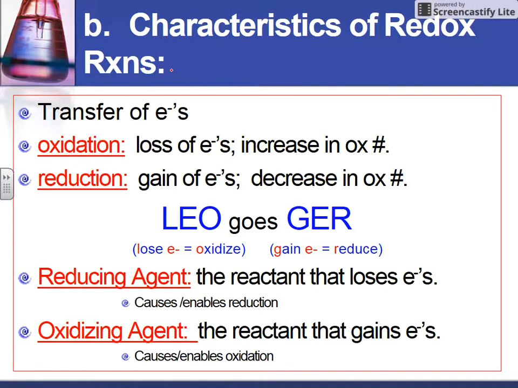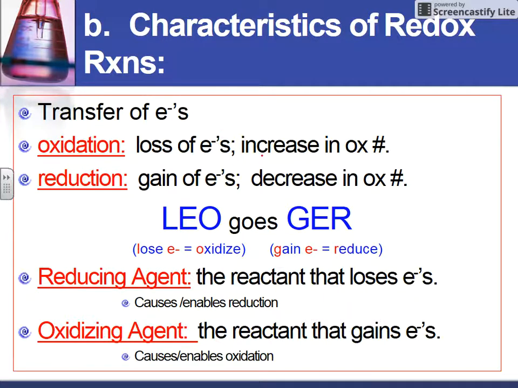So let's look at some characteristics of a redox reaction. In a redox reaction, there is a transfer of electrons. There are two processes occurring, oxidation and reduction. And as I mentioned in the last lesson, they occur hand in hand. So let's look at what oxidation means. Oxidation is the loss of electrons.